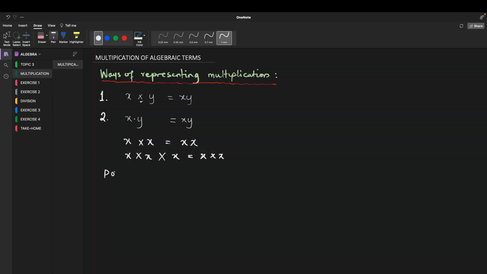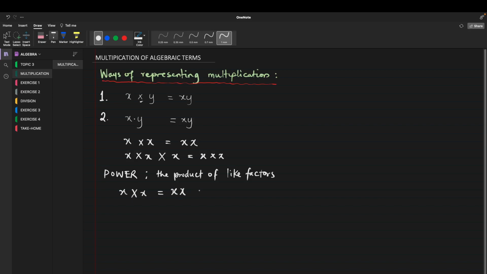There's a concept called power in algebra, and power can be defined as the product of like factors. So like factors simply means similar terms. So as we were saying before, x times x will be equal to xx, and it can also be expressed as x to the power of 2.